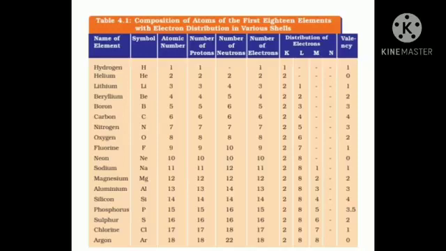I think you might have understood how to write the electronic configuration, that is the distribution of electrons, and how to find out the number of electrons, protons and neutrons. If you know the mass number and atomic number, you can find out the neutrons. Atomic number is equal to the number of protons, which is equal to the number of electrons.